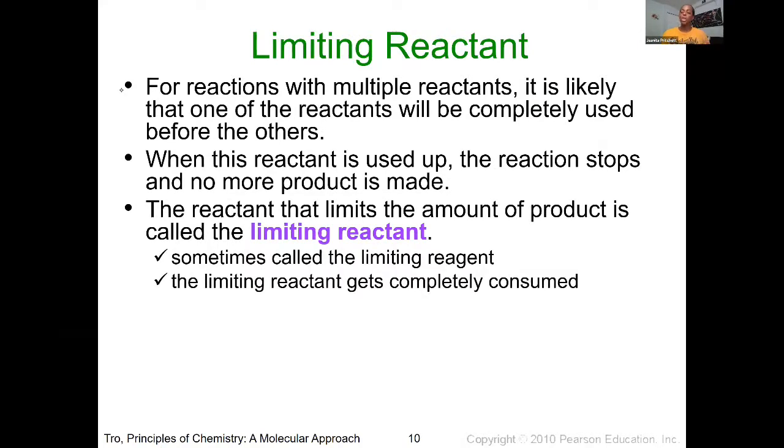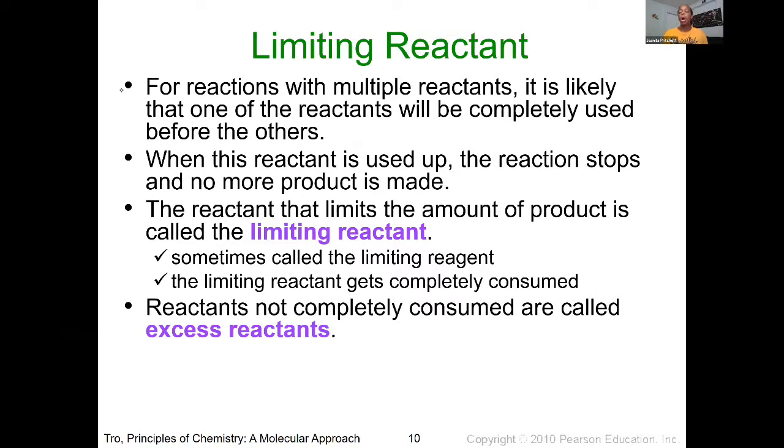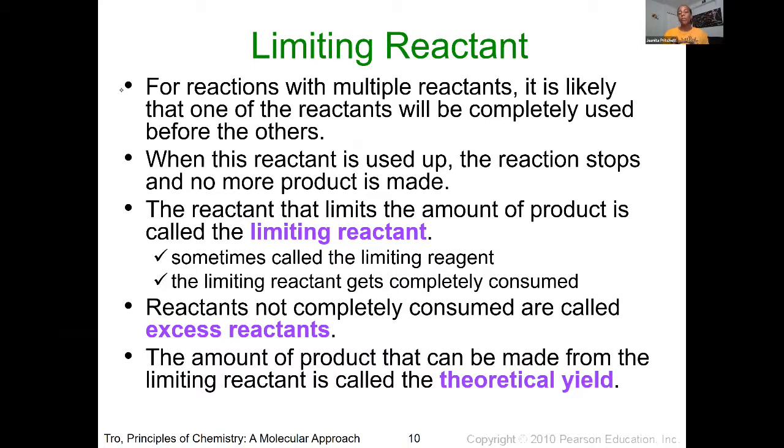A good clue that you're dealing with one of these problems is that you may have information about 2 or more reactants provided in the problem. This may also be called a limiting reagent problem, so be on the lookout for that. In this type of problem, one of the reactants will be completely consumed and the other one remains in excess, so we'll call that our excess reactant. It's very important to note that when you're trying to figure out how much of a certain product will be made, you base it off of the amount that the limiting reactant predicts.